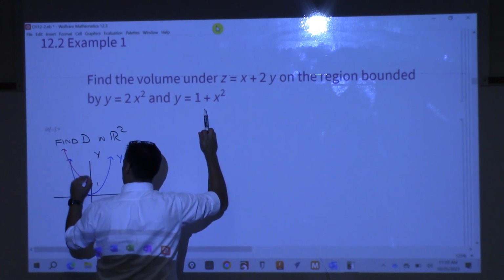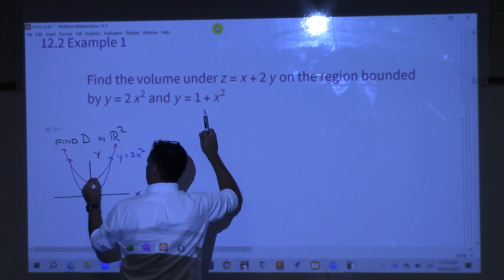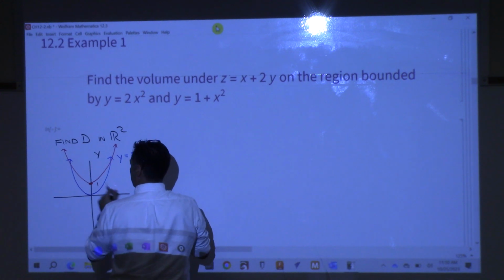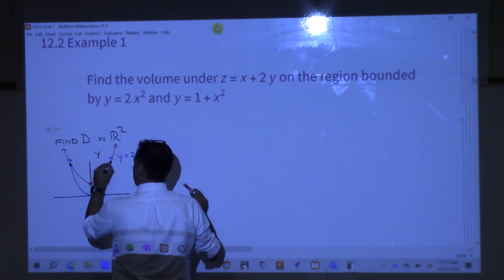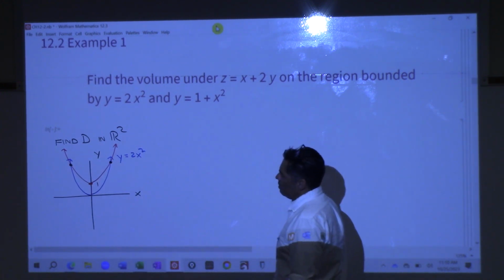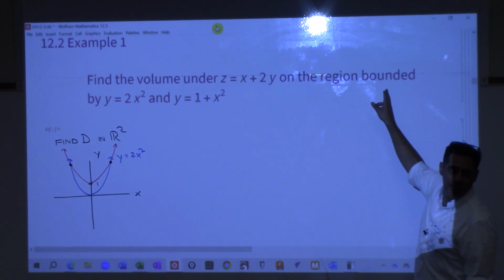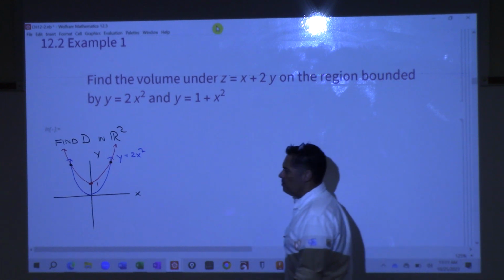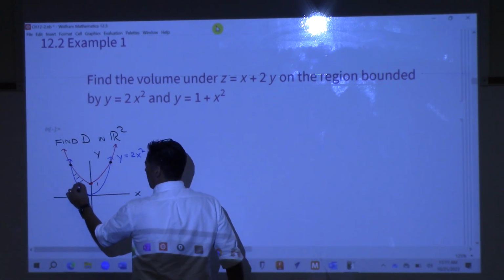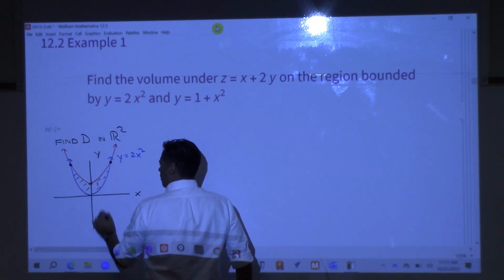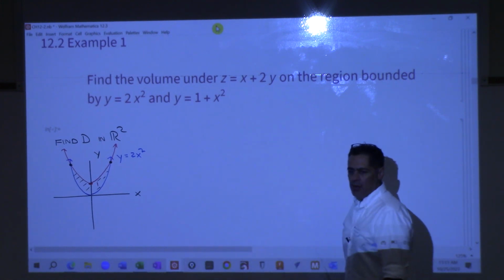but they're going to hit each other, aren't they, somewhere? They should intersect each other here and here. Right, so do you see the region that's bounded by those two? It looks like two little wings or something, right? Like this. That's our domain on the ground.